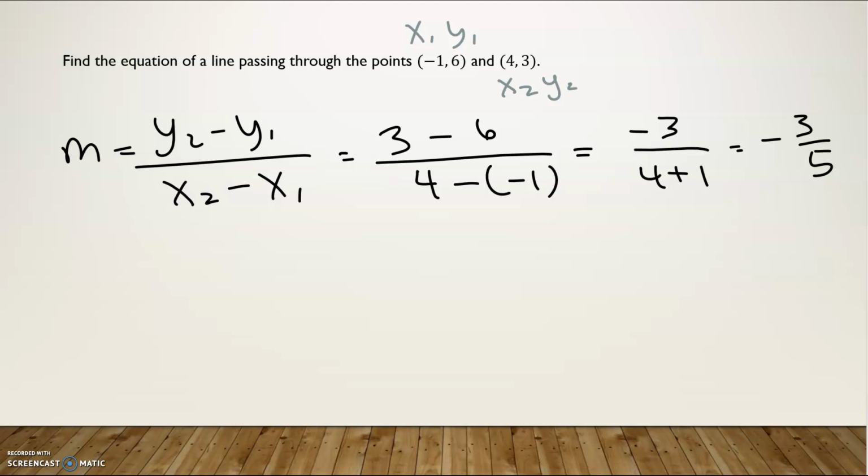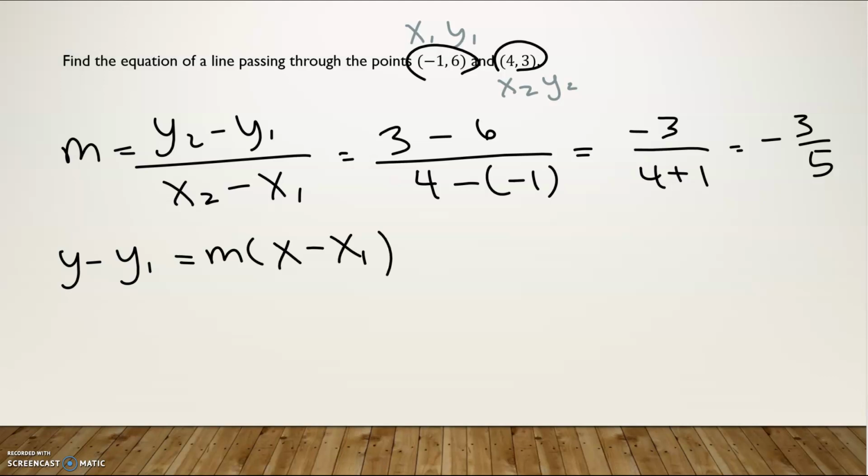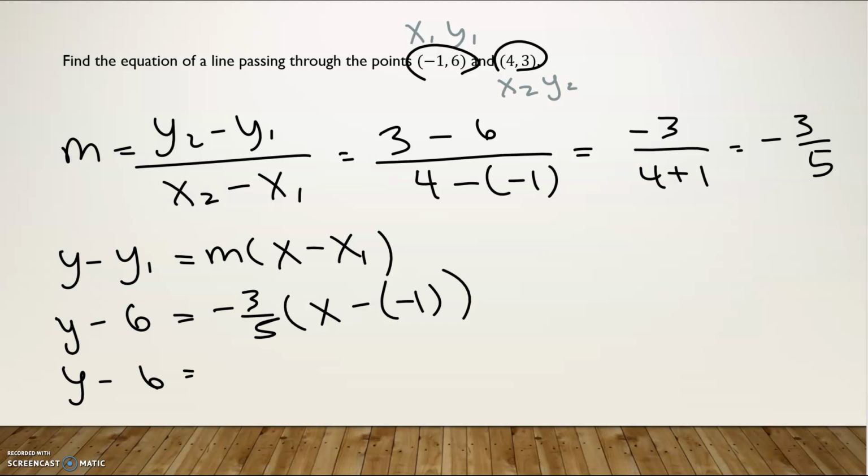So now we can use the point slope formula, and it doesn't matter if I use this point or this point within the formula. Either one is going to come out to the same answer. So y minus y sub 1 is equal to m x minus x sub 1. So y minus 6 is equal to -3 fifths x minus -1.